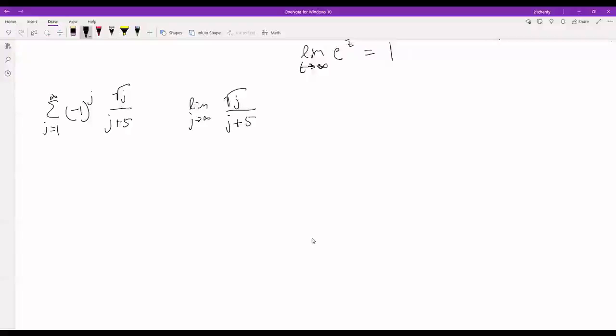which is, we can see that the higher power is in the bottom because this is j to the 1 and this is j to the 1/2, or square root of j. So this means that the limit equals 0 and this converges.